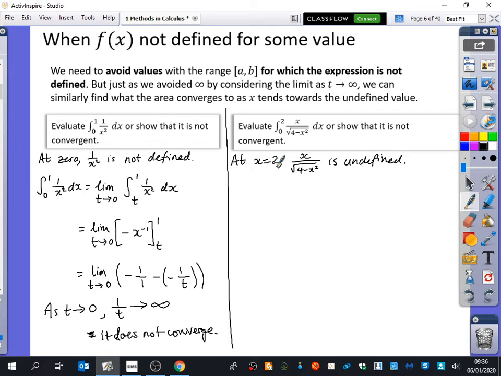So we've said that when x is 2, it's undefined. So we're now actually going to say between 0 and 2, I'm actually just going to probably rewrite this as x brackets 4 minus x squared to the minus a half with respect to x. We're going to say it's the limit as t goes to 2, because that's the thing we're not allowed to work with, between 0 and t of x (4 minus x squared) to the minus a half dx. So we've got the limit as t goes to 2.